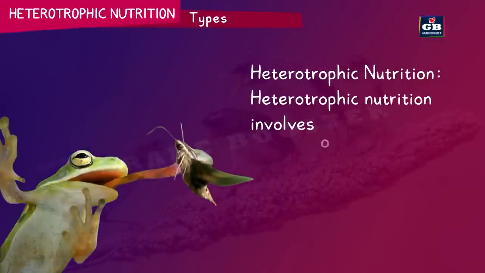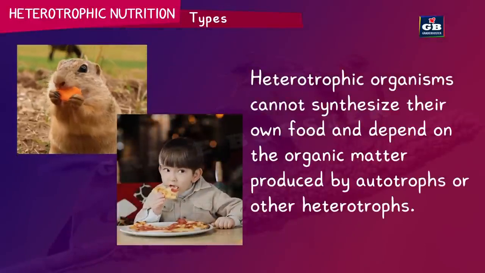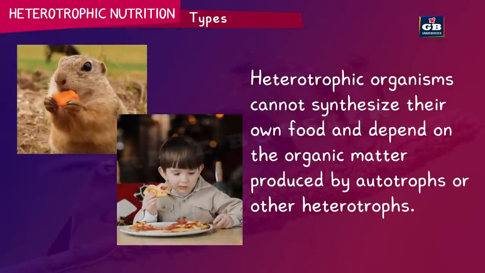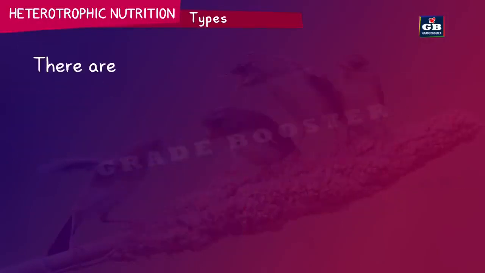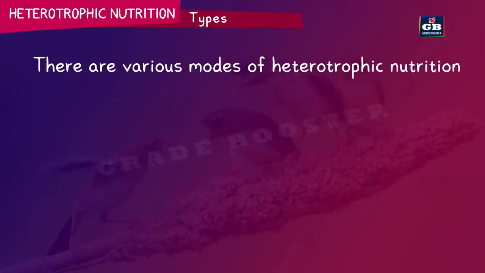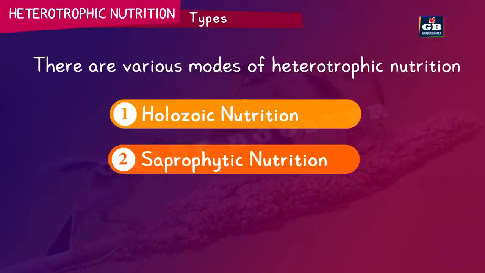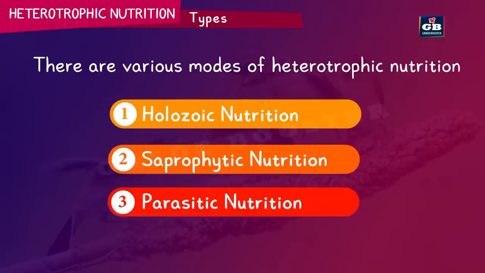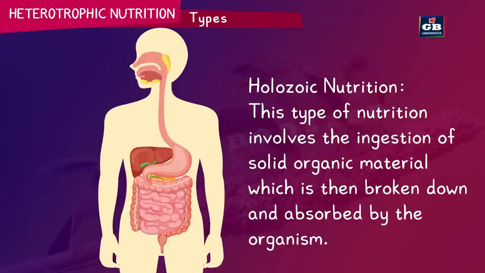Heterotrophic nutrition involves obtaining ready-made organic food by consuming other organisms. Heterotrophic organisms cannot synthesize their own food and depend on the organic matter produced by autotrophs or other heterotrophs. There are various modes of heterotrophic nutrition. 1. Holozoic nutrition, 2. Saprophytic nutrition, and 3. Parasitic nutrition. Holozoic nutrition. This type of nutrition involves the ingestion of solid organic material which is then broken down and absorbed by the organism.